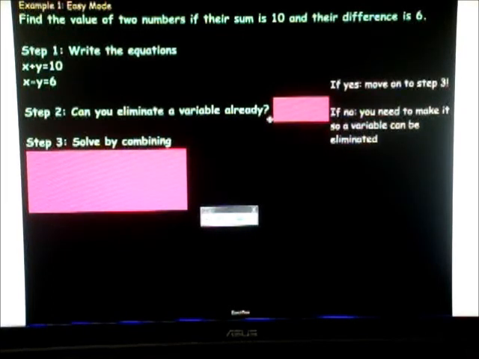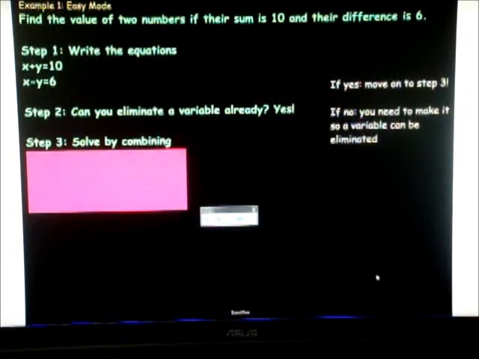Now, eliminate means to cancel. And in elimination, we're looking to cancel out one of the variables. So in step 2, you want to see: could I eliminate a variable already? For elimination, we combine these 2 equations, and that's why in some textbooks it's called linear combination. If I add these 2 equations together, I notice that one of the variables would be eliminated, and that variable would be y. We have a positive y and a negative y, which means they cancel out.